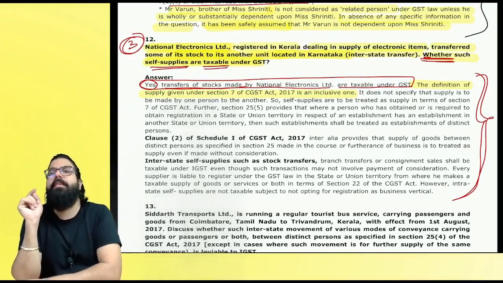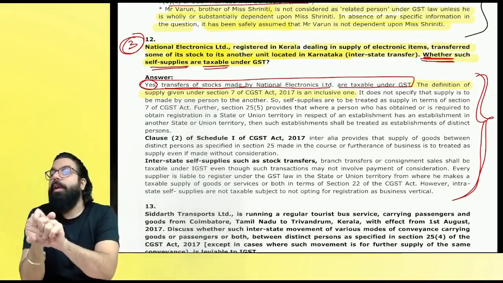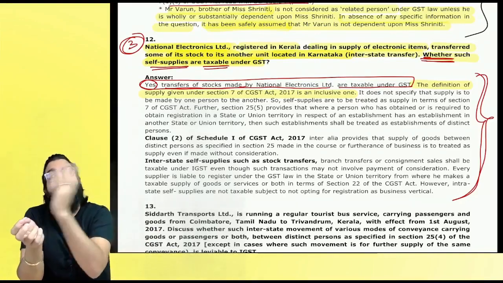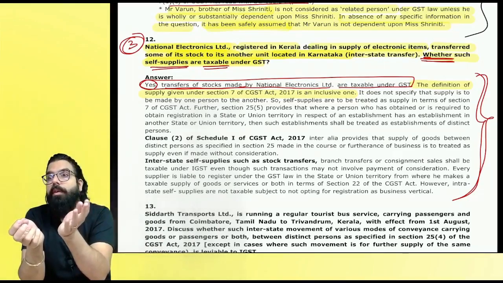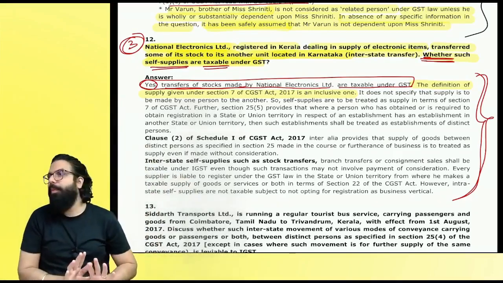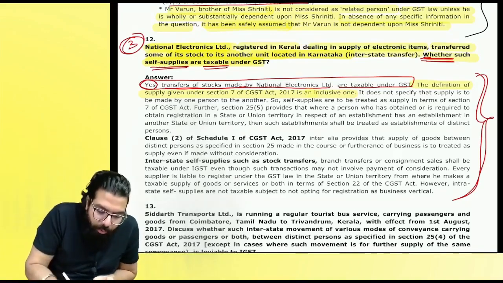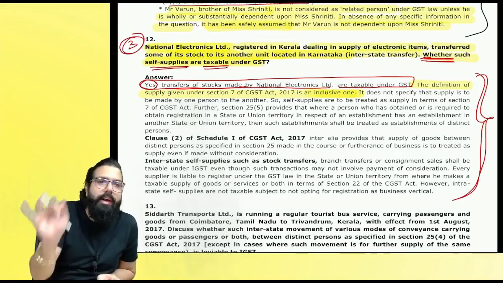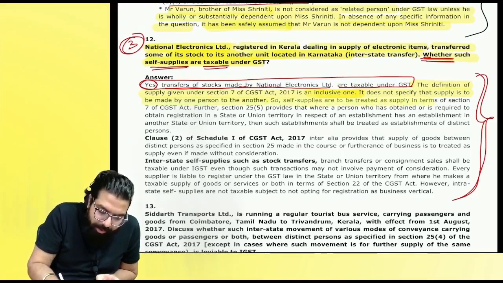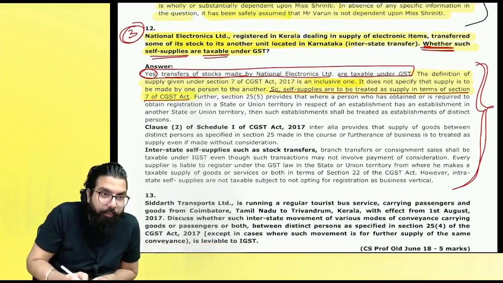Are we clear? For an example, if they say supply means, what is told is the only meaning. If they say supply includes, it includes what is told, and other than that, the general meaning of supply also has been included. Are we clear, everyone? Next. It's an inclusive one, means they have told these are the things included in supply. It does not specify that supply is to be made by one person to another. So self-supplies are to be treated as supply in terms of section number 7.